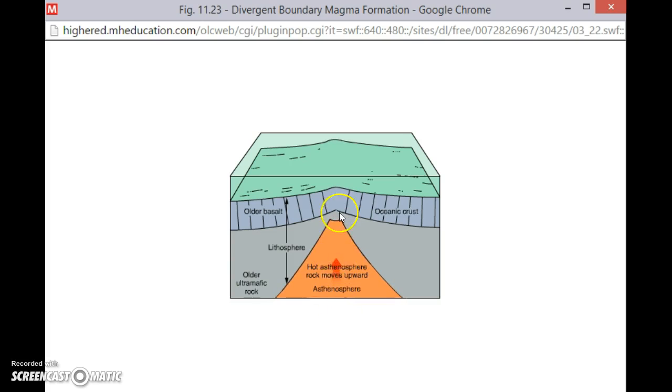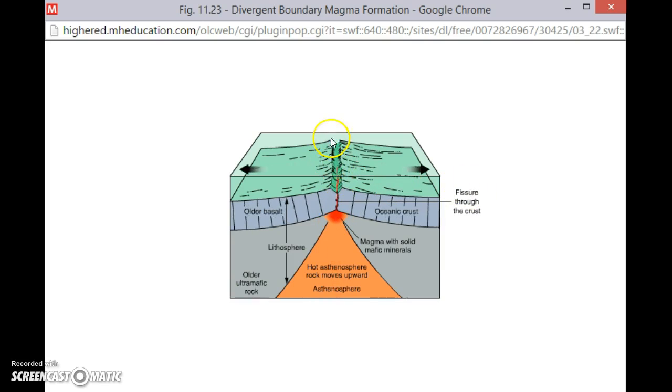We have rising hot liquid rock. It actually forms at this area right here. It's called a fissure. This is where liquid rock reaches the Earth's surface at divergent boundaries. And this plate is moving this direction, and this plate is moving this direction. So once again, a further divergent boundary.